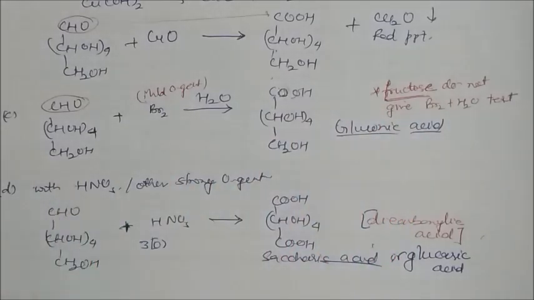With nitric acid, or you can use any other strong oxidizing agent, it will convert even primary alcohol. CHO is converted into carboxylic acid, and even the primary alcohol will also convert into carboxylic acid, not secondary alcohol. This is the property of nitric acid. So we will get a dicarboxylic acid, that is called saccharic acid or glucaric acid.